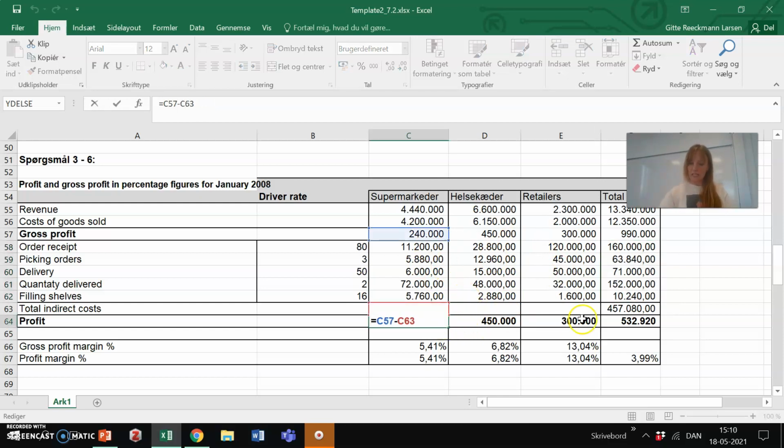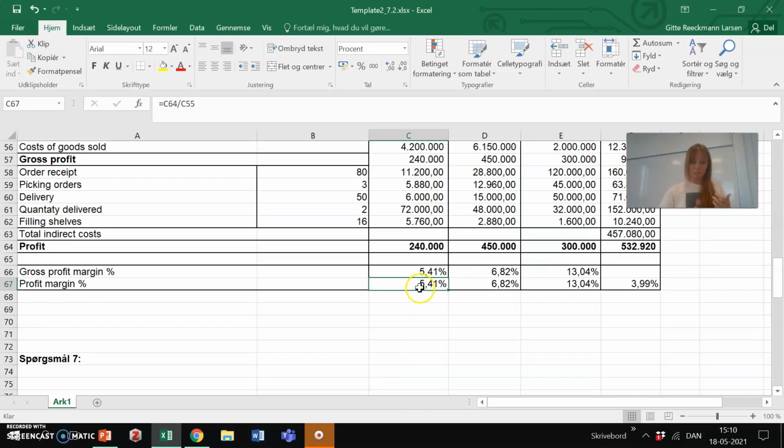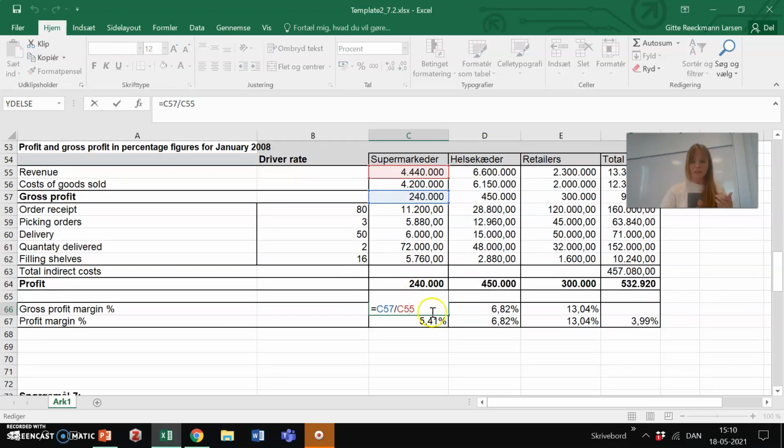So now we can, for each of our channels, each of our objects, we can now calculate the profit. We're taking the gross profit minus the total indirect costs. We do that for each of our objects. Now we can, just like we did before, calculate the gross profit margin. That doesn't change, but we can also calculate, oh, did I know? We can also calculate the profit margin. So let's do that. I'm not sure I did that here. Yes, we did.